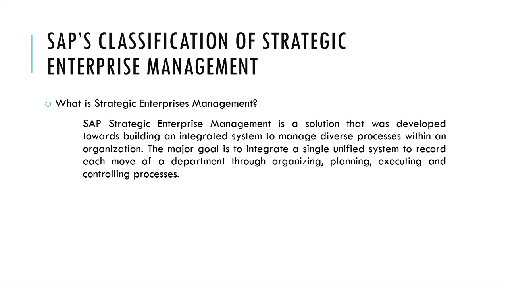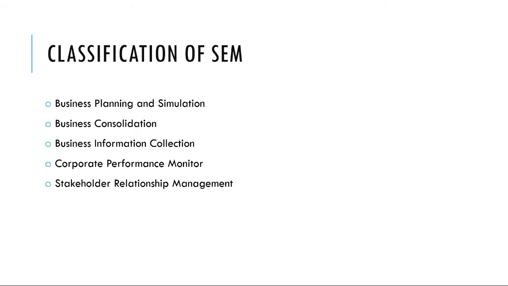The major goal is to integrate a single unified system to record each move of departments through organizing, planning, executing, and controlling processes. This is the classification of SEM. First, business planning and simulation. One of the reasons behind developing a strategic enterprise management solution is to monitor and manage the performance level of an organization. SAP's SEM allows simulation tools to track business performance that helps in future planning and simulation of businesses.